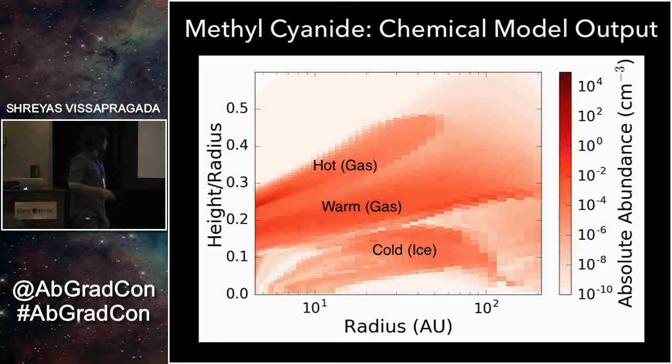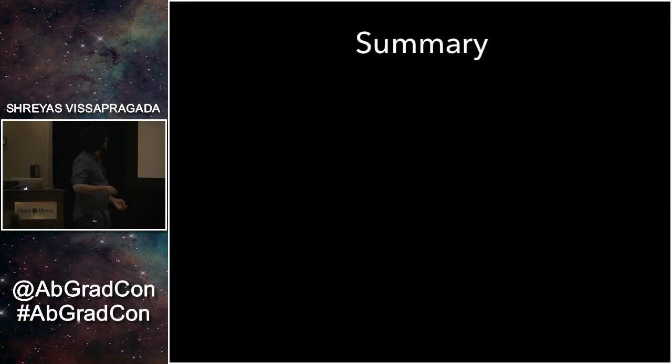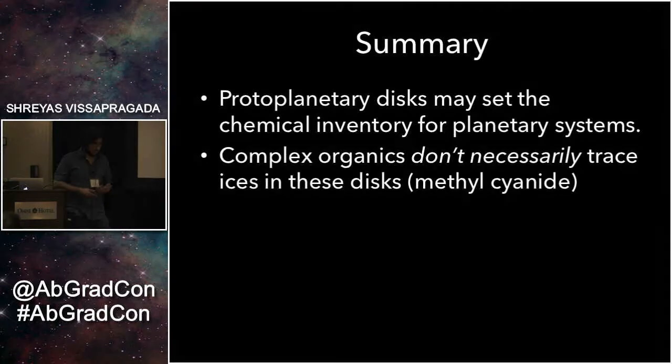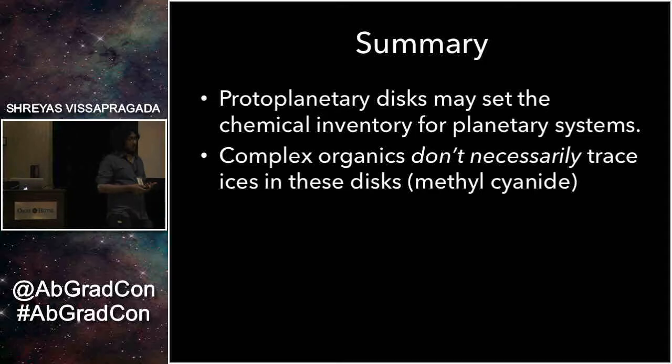I also have extra slides for that too if I have time. But for now, I just kind of want to go back and give a summary of what we talked about. So first of all, we talked about how protoplanetary disks are important environments because they can set the chemical inventory for forming planetary systems. We then talked about how complex organic molecules can trace disk ices in the disk molecular layer, but then we sort of challenged that by showing the example of methyl cyanide, which might actually be tracing the disk atmosphere due to its increased gas phase pathway to formation.